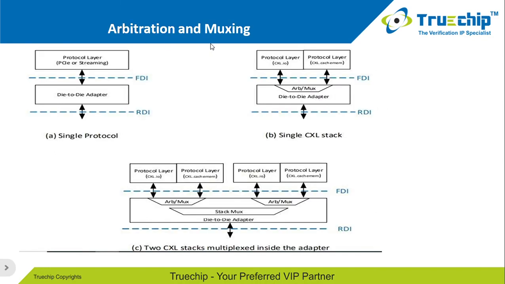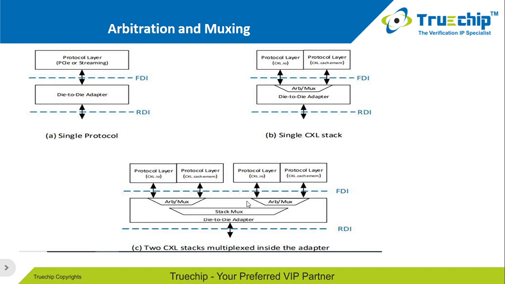So here's the arbitration and muxing. In this first diagram, we can see that the protocol layer is transmitting a flit to the adapter layer, and the adapter layer is transmitting it to the next layer. And in the second diagram, we can see that the protocol layer has 2 flits, which are only supported by the CXL mode. The first flit is CXL.io and the second flit is CXL.CacheMem. So for this, the adapter layer will perform arbitration and muxing to decide which flit will be transmitted first through the adapter layer.